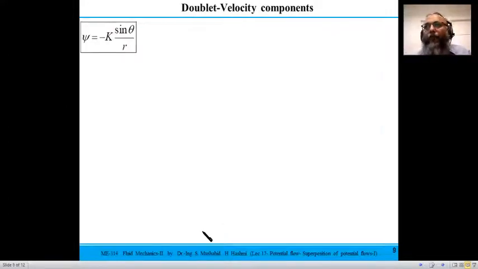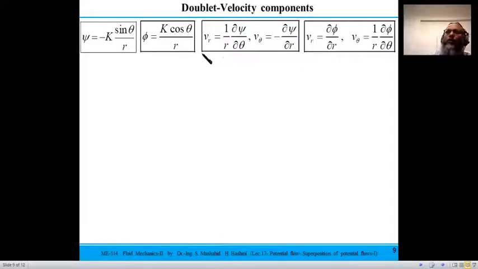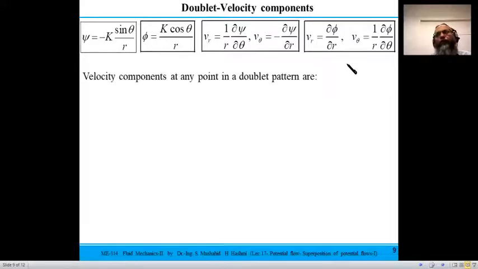Okay, velocity component. You see how we have worked out the stream functions and the velocity potential functions, and the next thing is to work out the velocity components Vr and V theta. They are simple, because if you have knowledge of psi and phi, Vr and V theta can be worked out either from the stream function or from the velocity potential function. Let's say we need to work out the velocity component for the doublet.